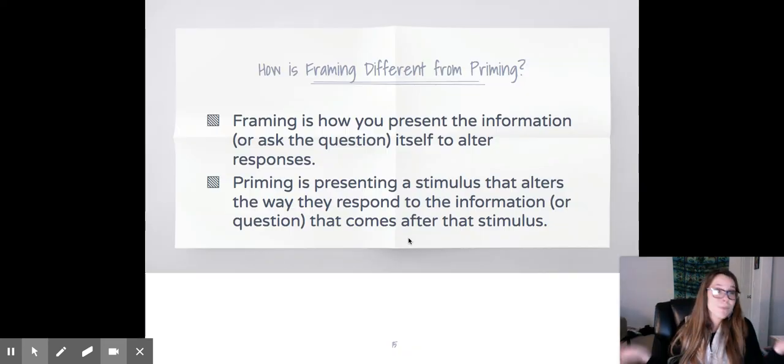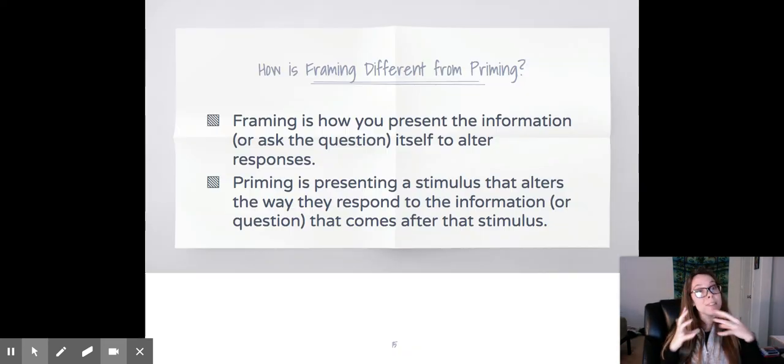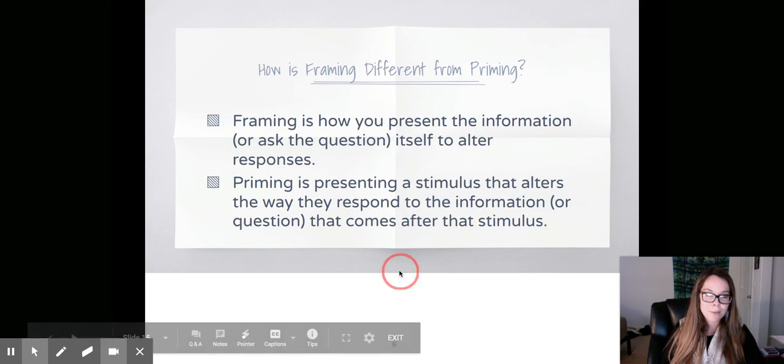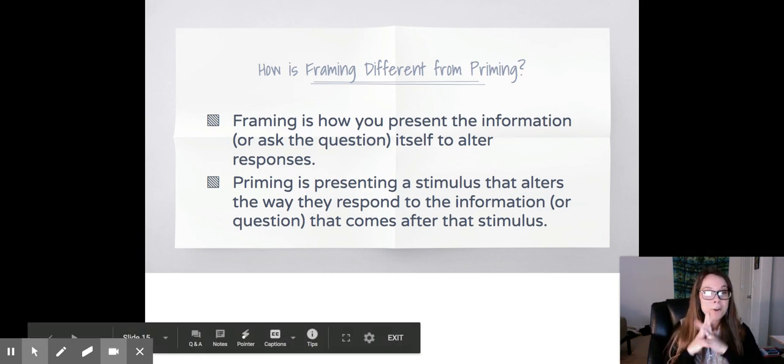So how is framing different than priming? Framing is how you present the information or ask a question itself, which alters the response. And priming is when you present a stimulus that alters the way they respond to the information that comes after the stimulus, okay? So that is it for this video.